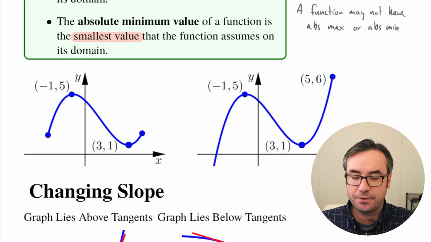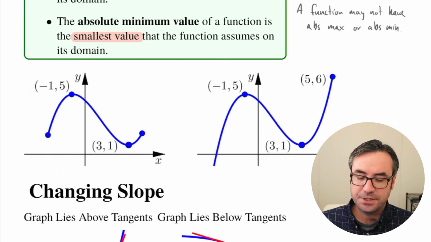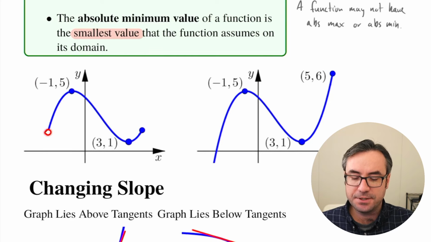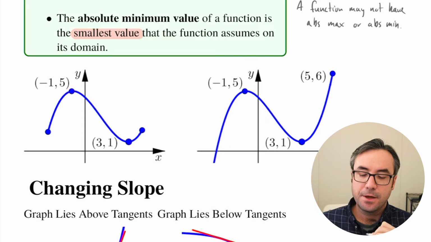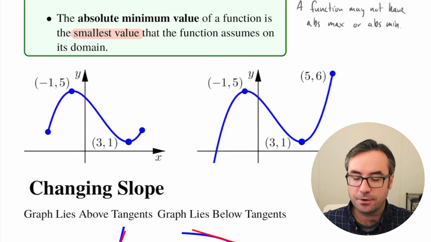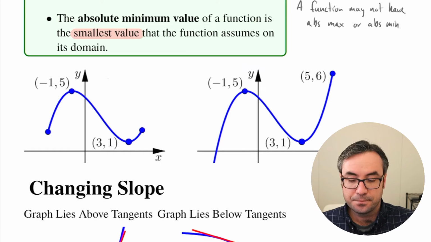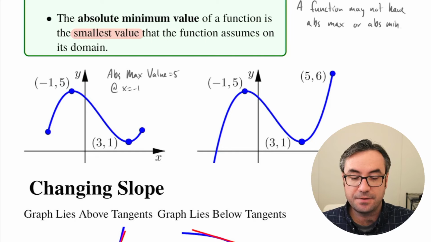In this graph over here on the left, we have two endpoints for our curve. We only have this section of curve and then it ends. The absolute max, the highest point ever on our curve, occurs at x equal to -1, and the value is 5.